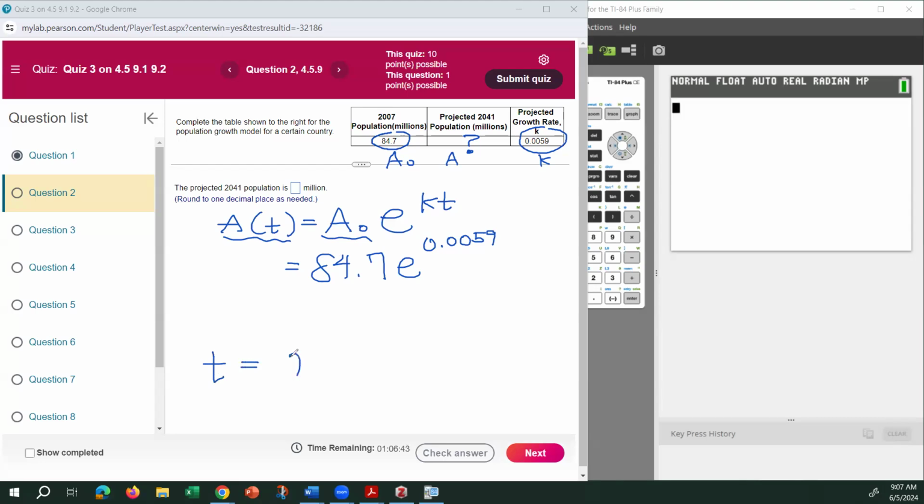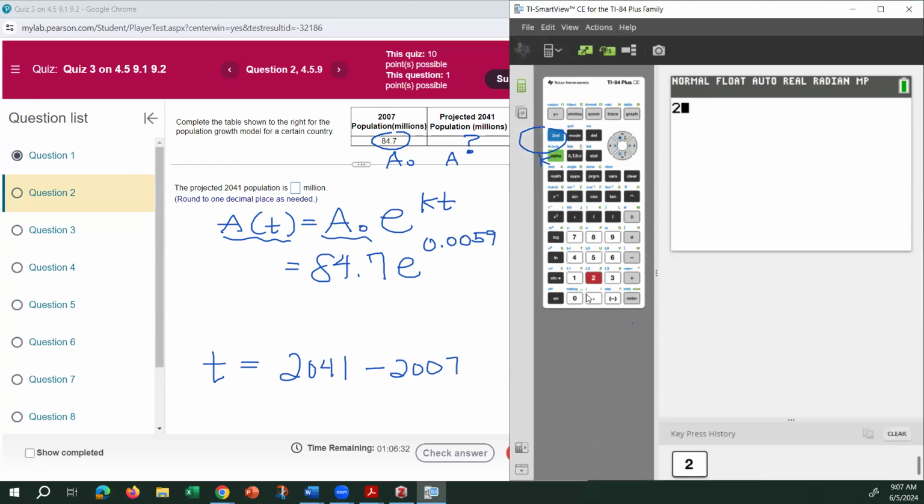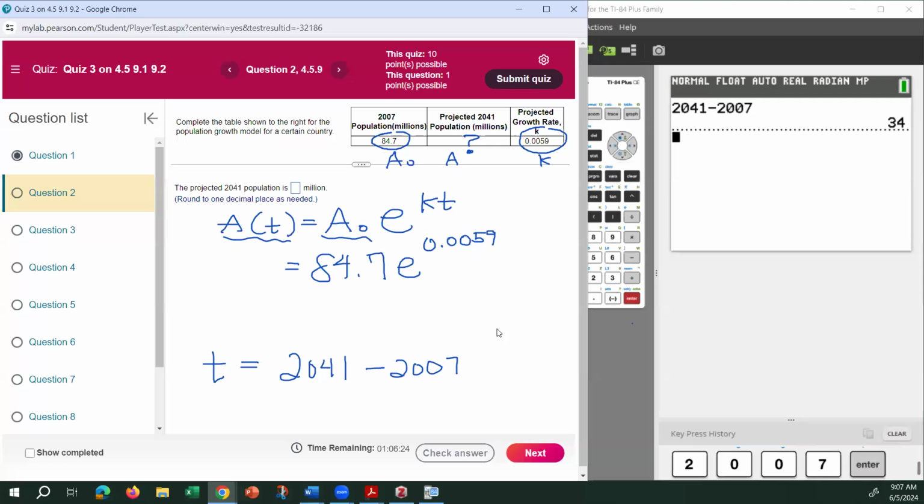T is going to be 2041. We're going to take away 2007. And so that's 2041 minus 2007. It's going to be 34. And so let's use 34 as our T value. And that's going to give us the final value, the projected population in 2041. We're using 34 because that's 34 years after 2007.